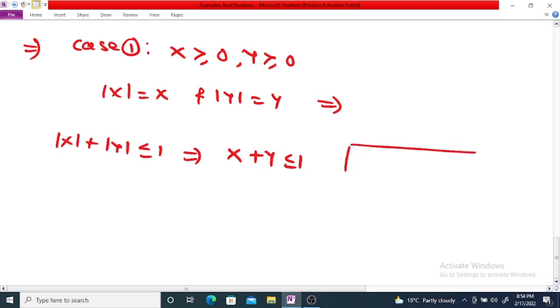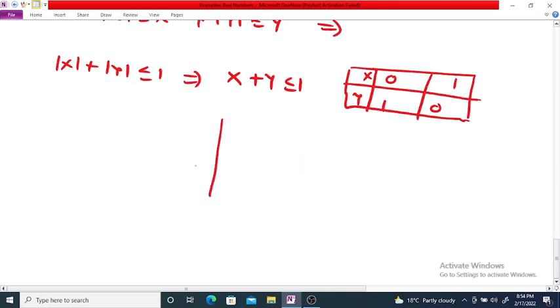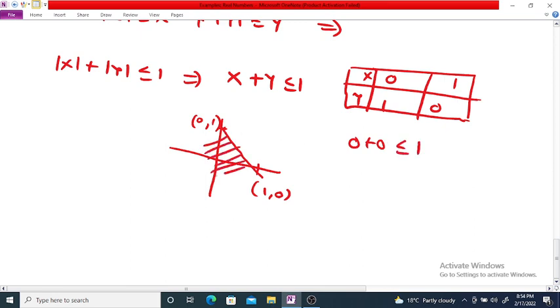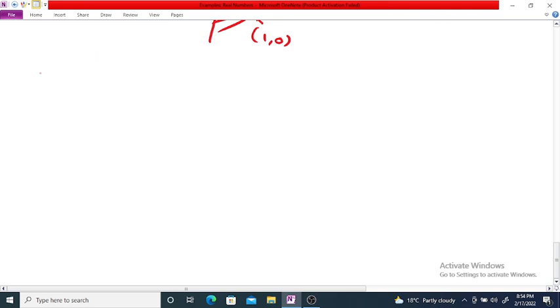So now to draw this line, if we convert this into an equation, then if x is 0, y is 1, and if y is 0, x is 1. So if we draw this line, here is the point (0, 1) and here is the point (1, 0). If we put the origin here, then 0 + 0 less than or equal to 1 holds, and therefore all this region below the line satisfies the inequality x + y less than or equal to 1.